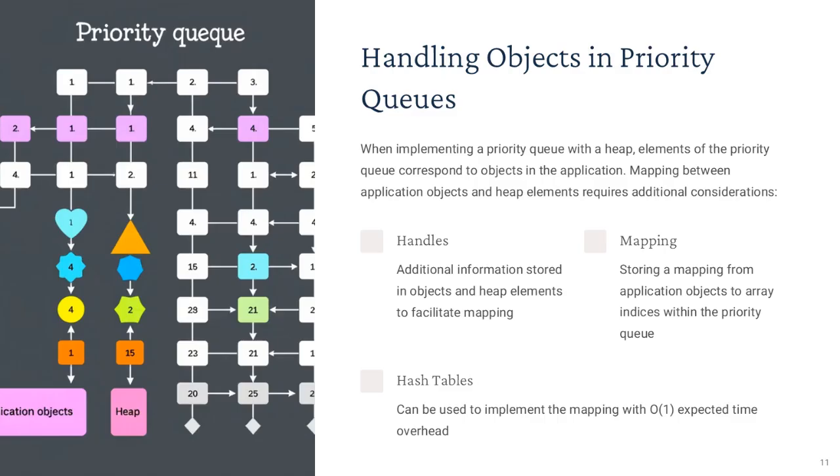Operations such as extract max and increase key require updating these mappings whenever heap elements are moved. This ensures that both the priority queue and the application maintain consistency. The overhead for mapping is typically O of 1 per operation when using a well-designed hash table, making it a practical choice for most applications.